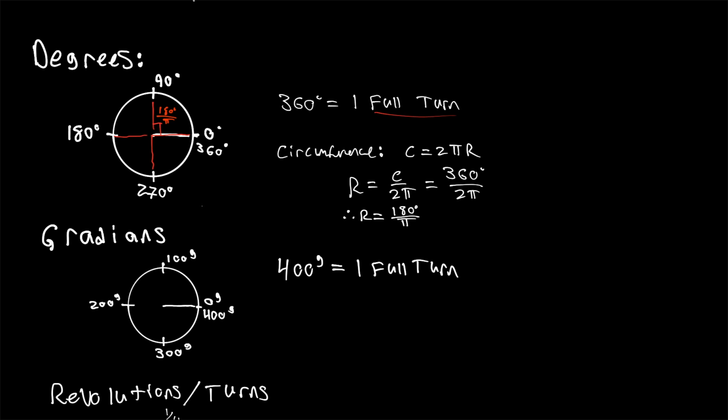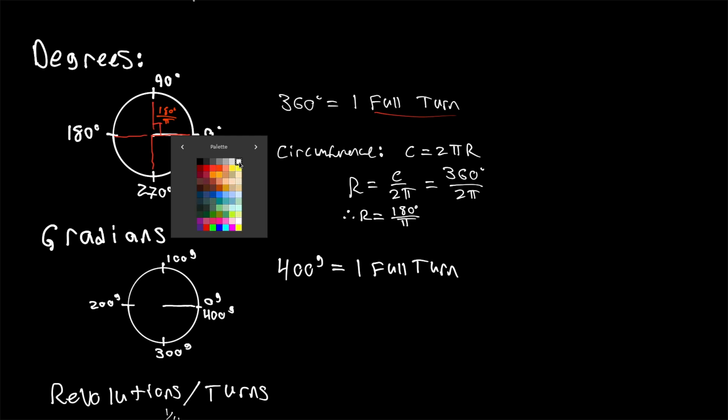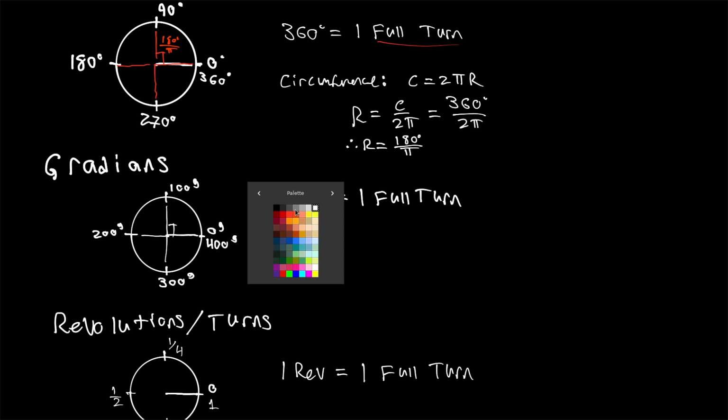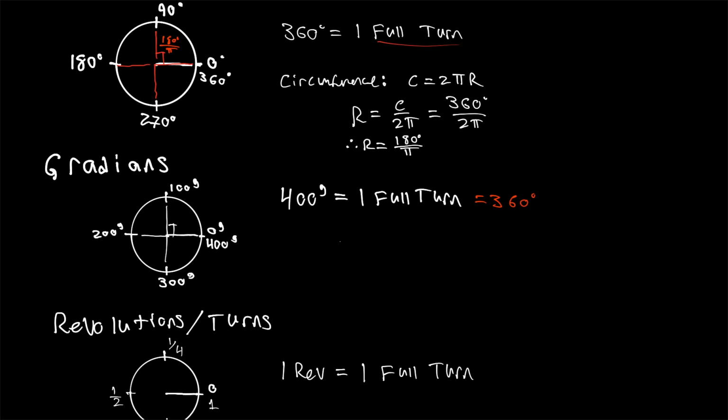Another unit of measure for angles that you may not be as familiar with is gradians. With gradians, a circle is divided up so that, instead of 90 degrees, 100 gradians is perpendicular, or a quarter circle. 200 gradians is a half circle, 300 gradians is 3/4 of a circle, and 400 gradians is a full circle, which is equal to 360 degrees. If we were to take a look at this radius, that would be equal to 200 gradians divided by pi.